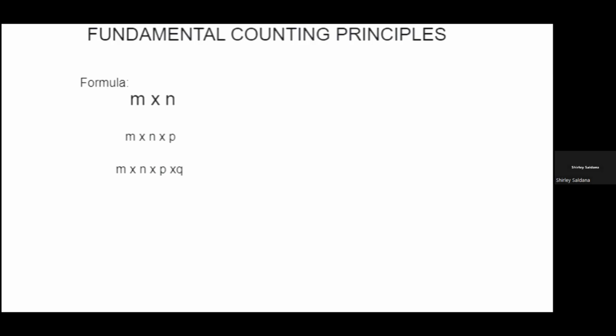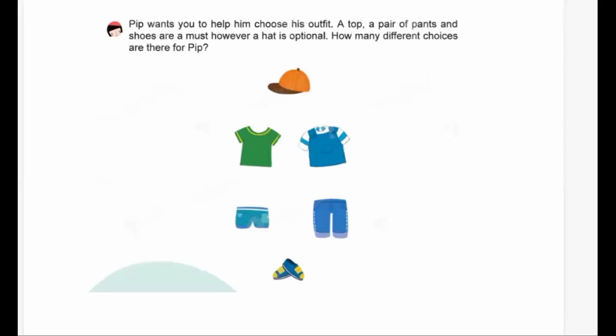So let's have an example. Let me just show my screen. All right, so we have here an example. Pip wants help choosing his outfit: a top, a pair of pants, and shoes or a mask. However, a hat is optional. How many different choices are there for Pip?